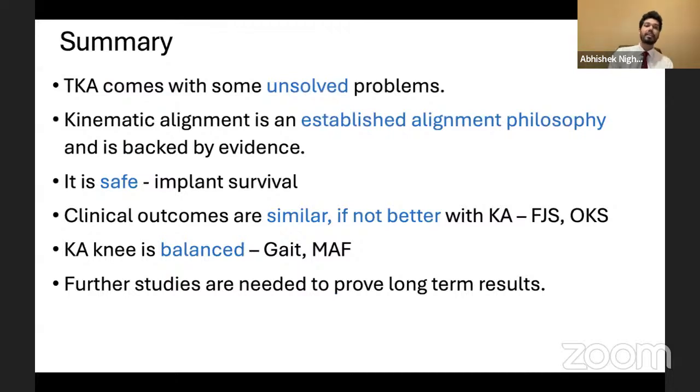So the summary is that knee arthroplasty comes with some unsolved problems, alignment being one of them. But kinematic alignment is an established alignment philosophy and is certainly backed by evidence, as we can see. It is safe with over 16 years of implant survival data. Although the survival data is by one person who is propagating kinematic alignment, further studies are needed to prove long-term results. The clinical outcomes are similar to that of mechanically aligned knees as we look at the forgotten joint score and the Oxford knee score, and the knee is balanced with the mean adduction force required being less.